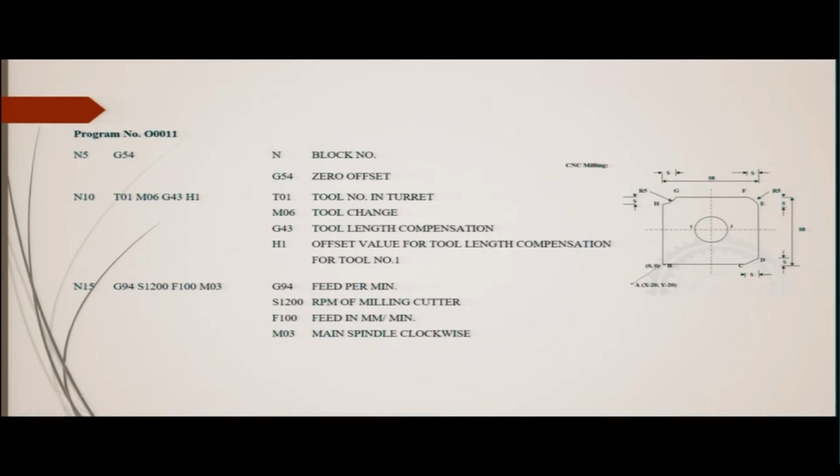Earlier we have given some offset, so some value was given. Tool number in turret is 01, we are calling it. Here, in this case, of course it will be a milling cutter, and M06 is the tool change, so the tool has to be changed to 01. G43 is the tool length compensation.